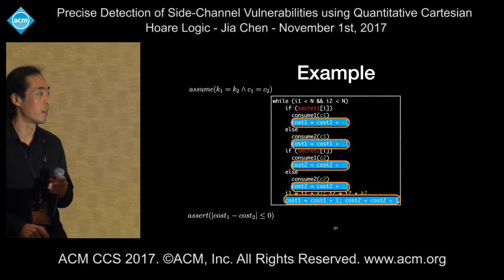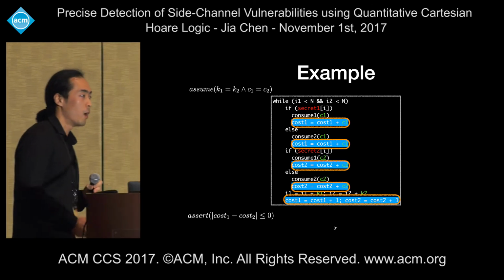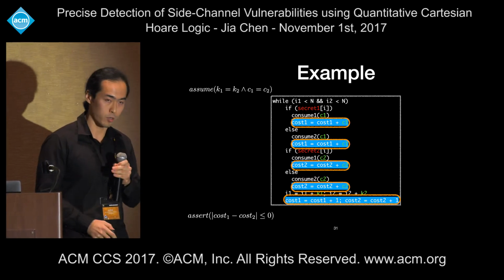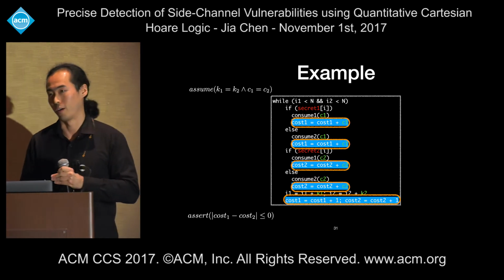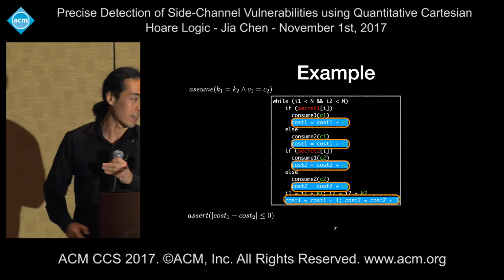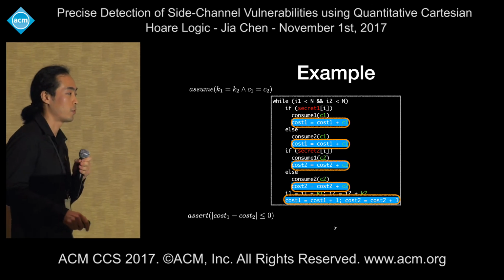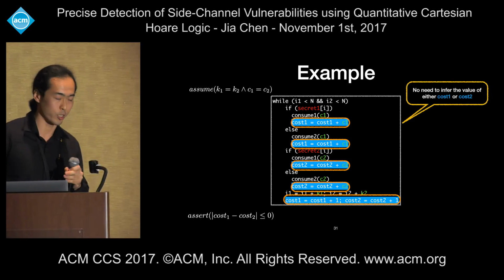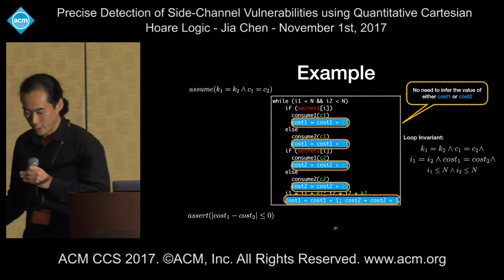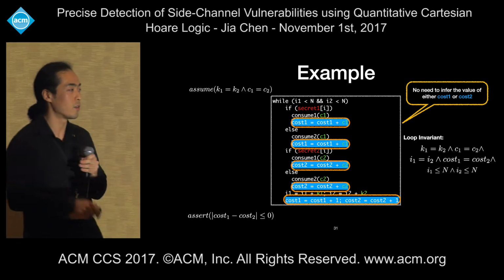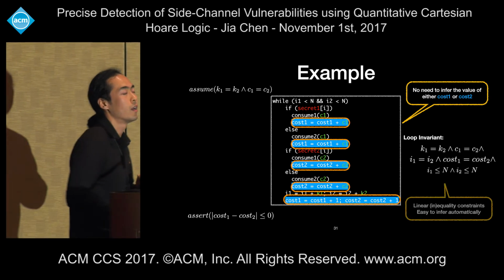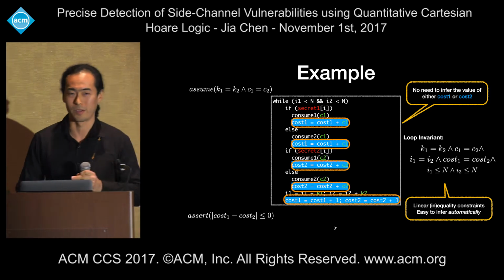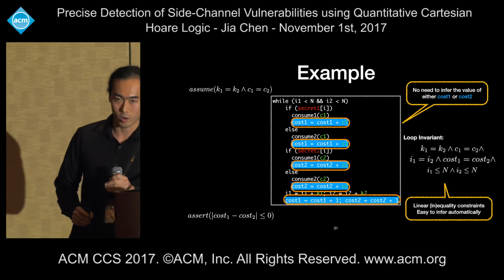If they are the same before the execution of the loop, then it should be easy to conclude that the difference between cost 1 and cost 2 is 0, without thinking about the values of cost 1 and cost 2. Now, the loop invariant required to prove this particular assertion is going to be a simple conjunction of a bunch of linear invariants, which means that those kinds of invariants are really easy for a software verifier to infer automatically. I hope this example gives you some taste of how the verifier works.